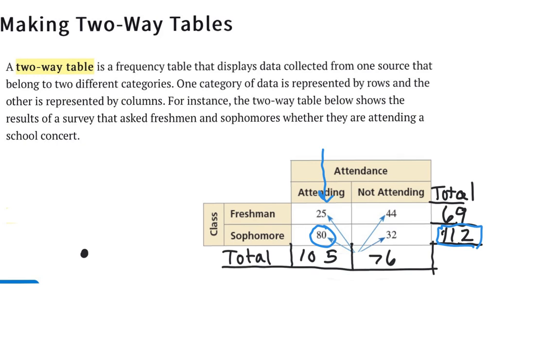The next thing we're going to talk about is the relative frequency, which just means percents. So if I asked what percent of the students attending the dance were sophomores, I would just change that into a fraction and turn it into a percent. The percent attending the dance that were sophomores would be 80 out of the total that attended, which was 105, and I would change that into a percentage.